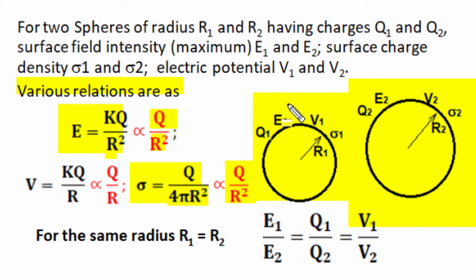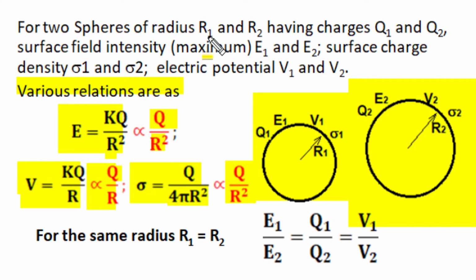Now in the field of an isolated charged sphere, the amount of work done in bringing a unit positive charge over the surface of the sphere, known as the potential of the charged sphere, is given as kq by r, where r is the radius of the sphere and q is the amount of charge on that spherical conductor. Again, potential is directly proportional to the amount of charge as electric field intensity or surface charge density, but it is just inverse of the radius of the sphere and not inverse of the square of the radius as in electric field intensity or surface charge density.